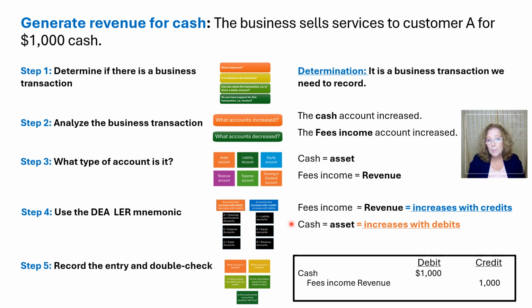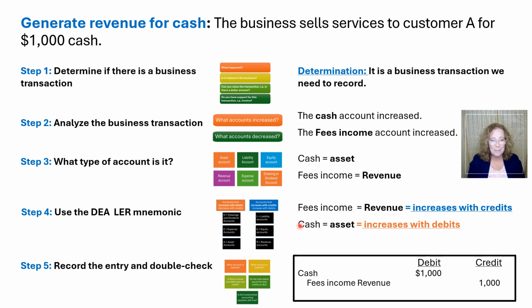What about the second part of our transaction? The cash account increased. And we determined that the cash account is an asset account. And do you recall how asset accounts increase? Yes. Asset accounts increase with debits. So we need to debit the account. So debit cash. And there you have it, debit cash and credit fees income.